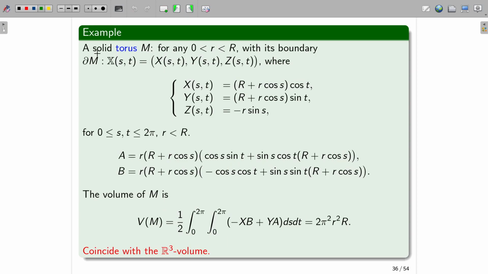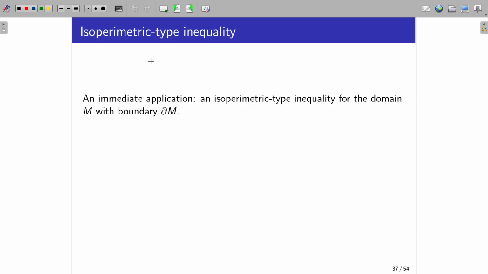So we show that the volume of a solid torus, and we can write the parametrization for the torus, and we calculate A and B actually, and by the previous rule it makes sense. We just check whether our derivation is correct or not. It is one of the examples. Okay, so now we have an immediate application.